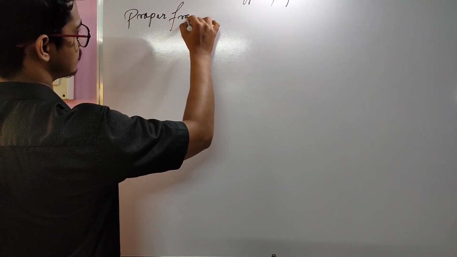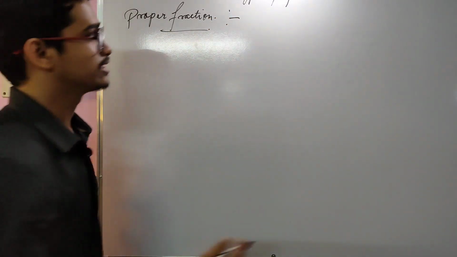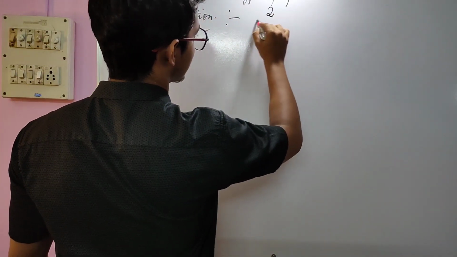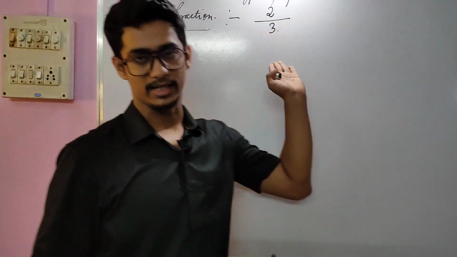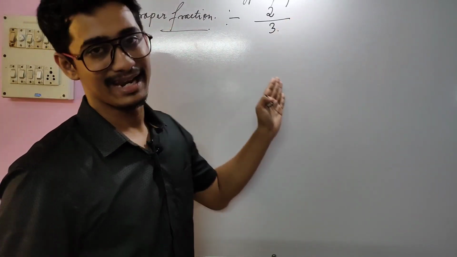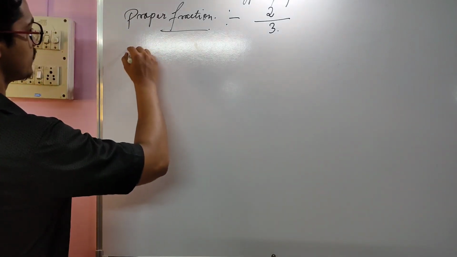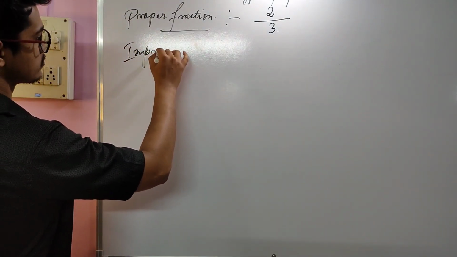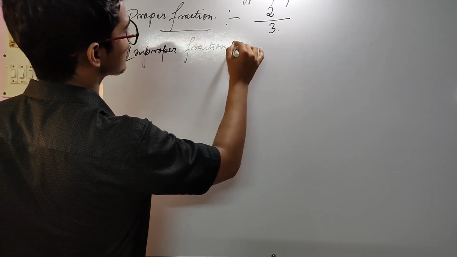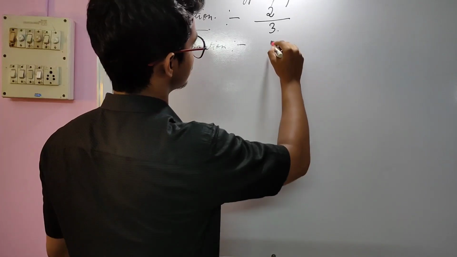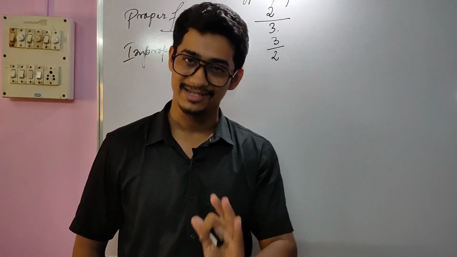Proper fraction is nothing but where the numerator is less than the denominator. Like that way, 2 is less than 3. So that is the example of proper fraction. Improper fraction is nothing but the reverse one, that is 3 by 2, where the numerator is greater than the denominator.